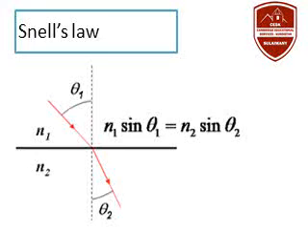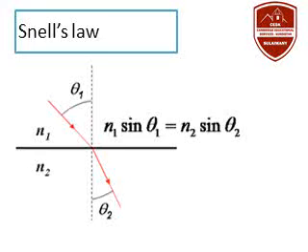Okay, here I see theta 1 greater than theta 2. So what does it mean? That means the ray of refraction is toward the normal. So that means the density n2 is greater than n1.